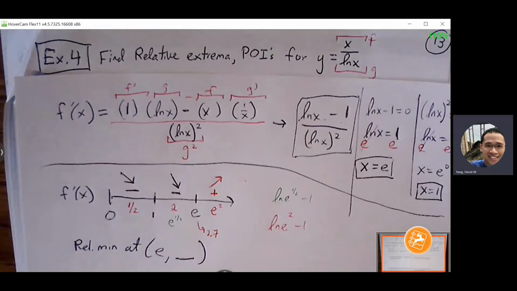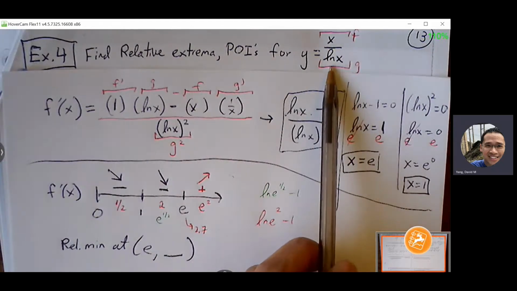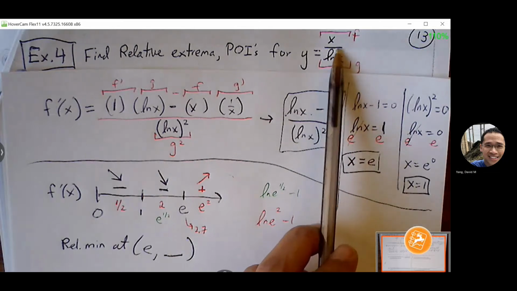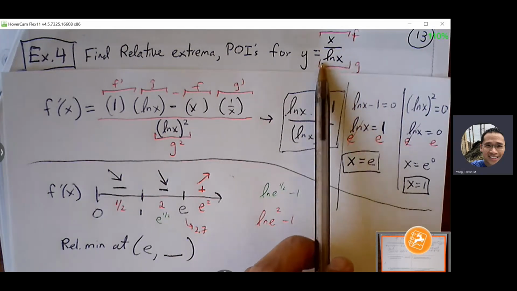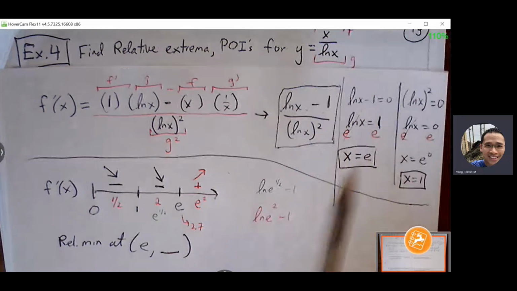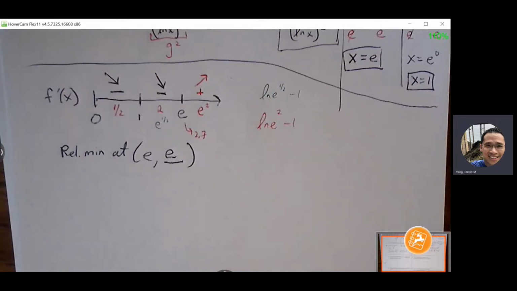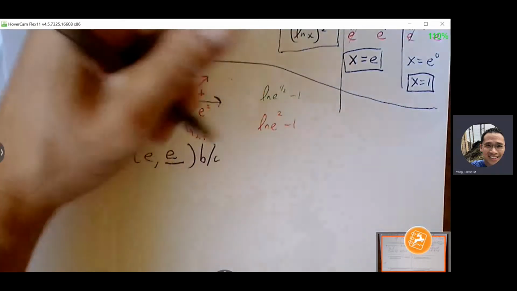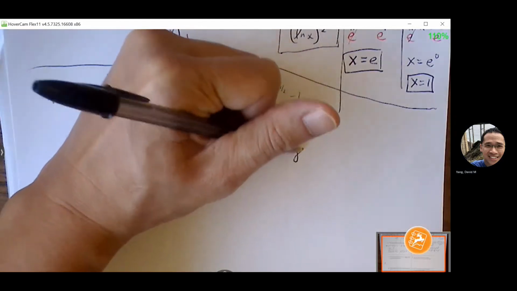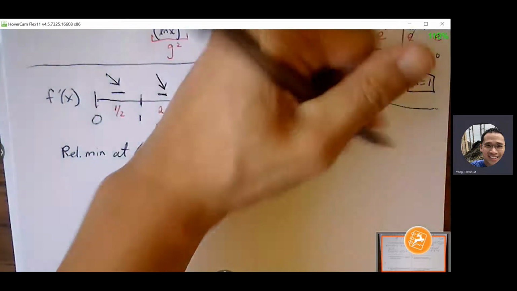So if I insert E in for the original function, I get E over natural log of E. What does that turn out to be? What's natural log of E? Just 1, right? So E over 1, which is just E. So it looks kind of strange here. Ordered pair is E comma E. Reasoning is because F prime changes from negative to positive.